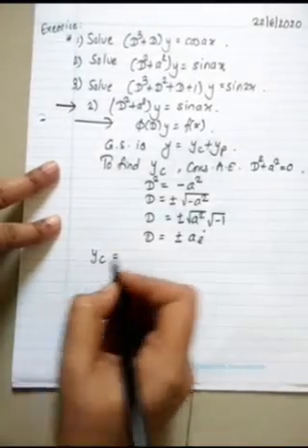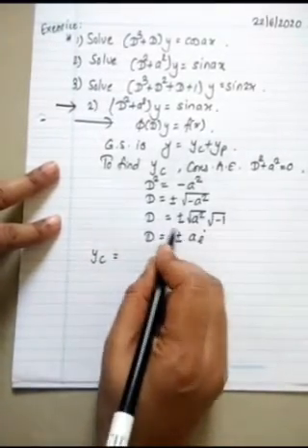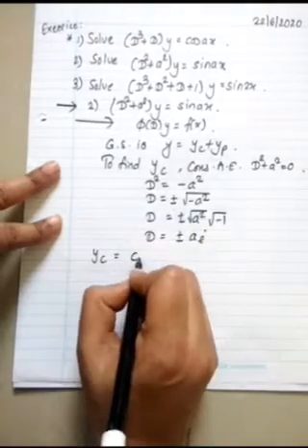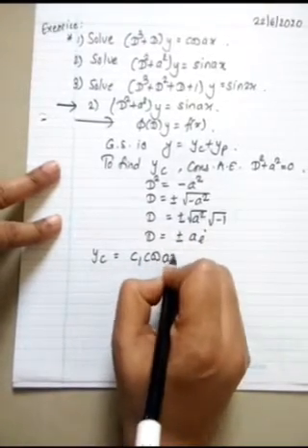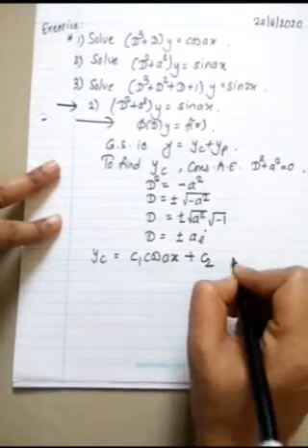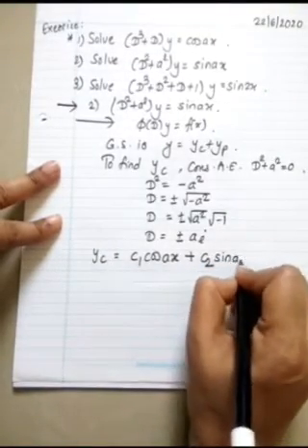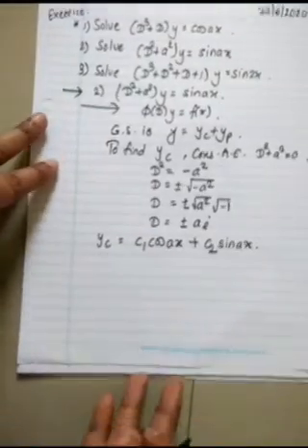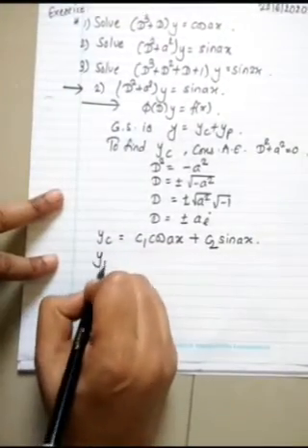How can we write yc? Alpha is here 0 and beta is here a. So it is c1 e raised to 0x, c1 cos ax plus c2 sin ax. Very good. This is your yc. Then we'll go to yp.